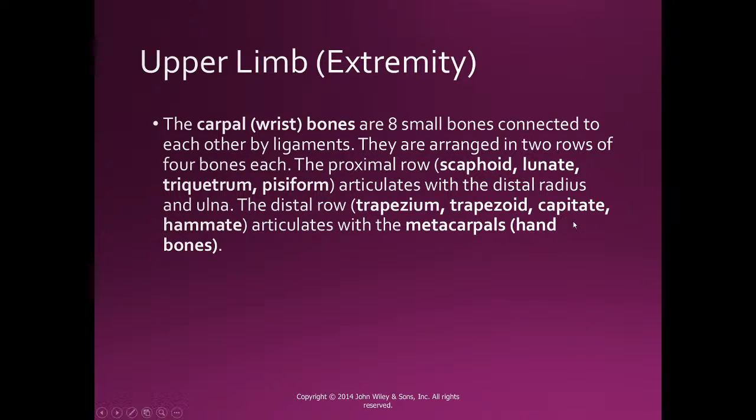And they articulate with the distal end of the radius and the distal end of the ulna, specifically the styloid processes and heads of the ulna and radius. Now, the distal row of carpals includes the trapezium, trapezoid, capitate, and hamate. They articulate with the metacarpals, which are the bones you find in the palm of the hand.